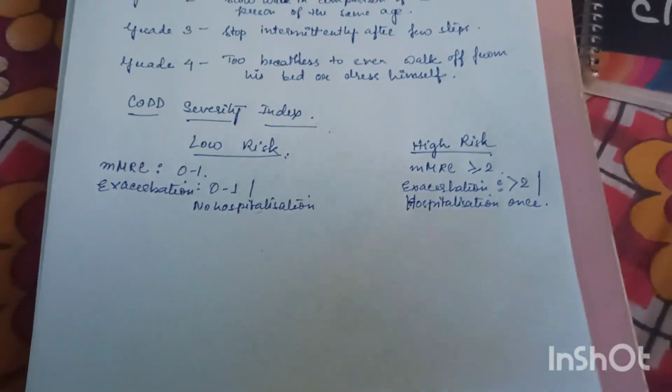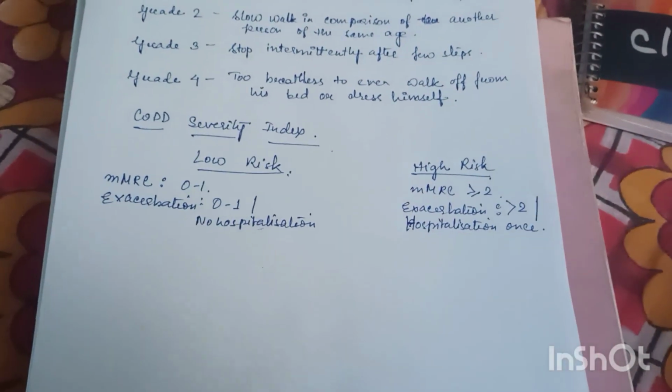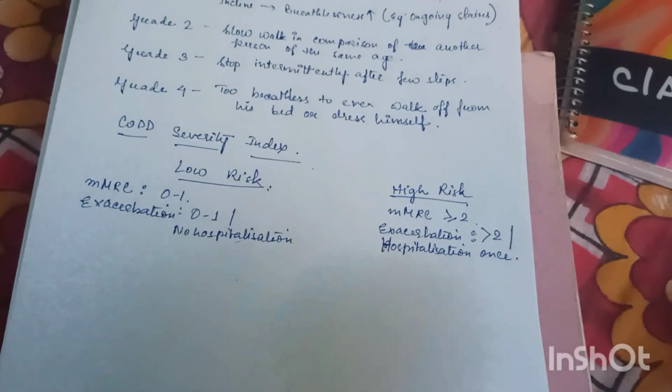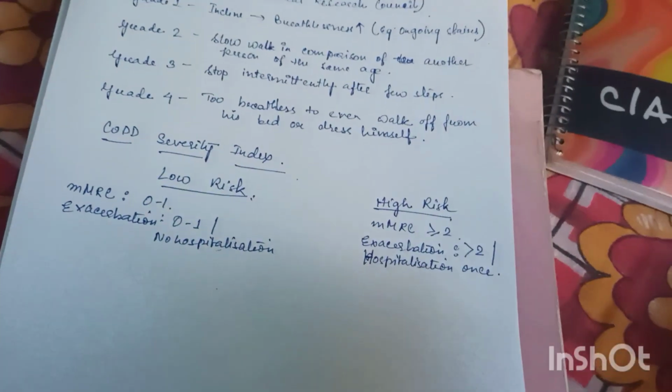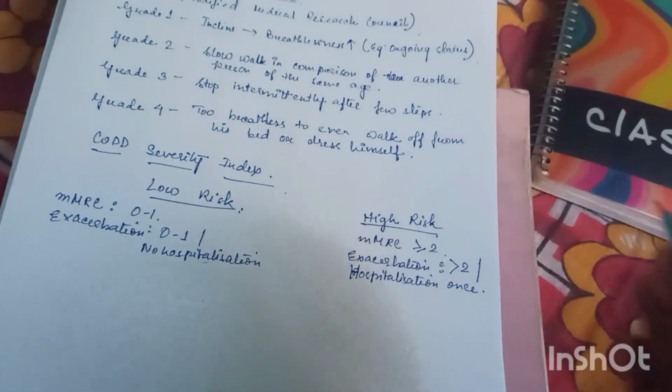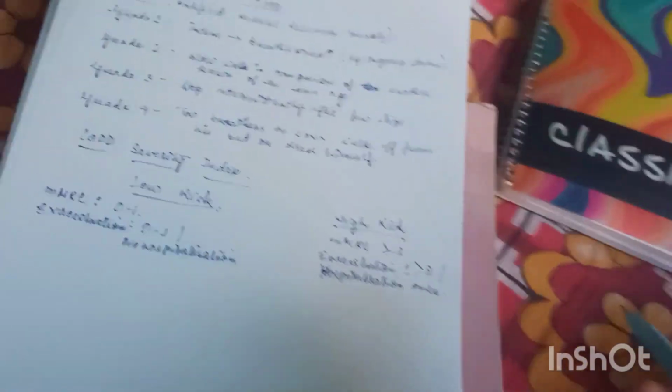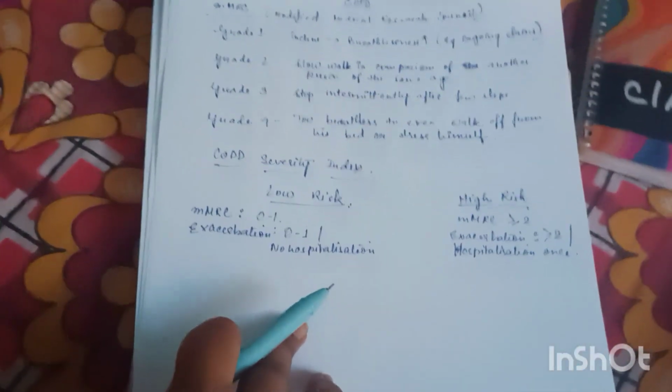So we grade the severity into 4 parts, that is A, B, C, D. A is low risk, low symptoms. B is low risk, high symptoms. C is high risk, low symptoms. D is high risk, high symptoms. So let me write it down.